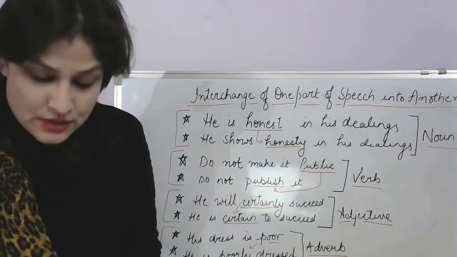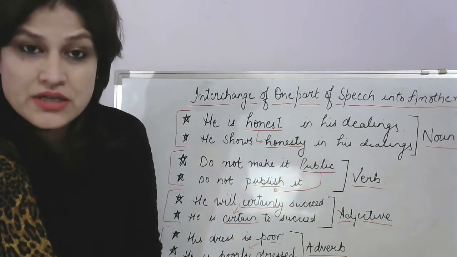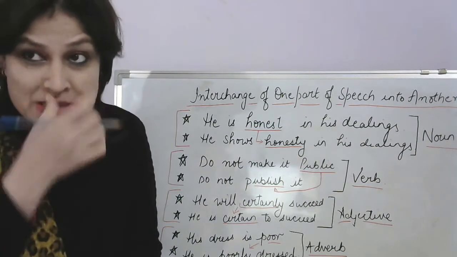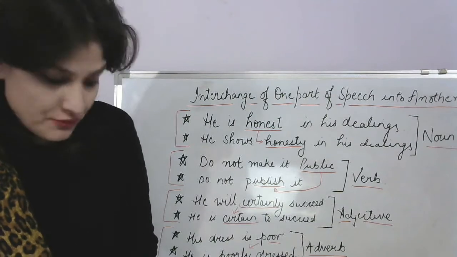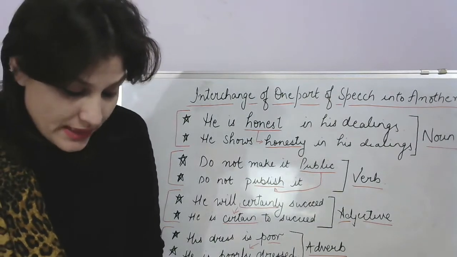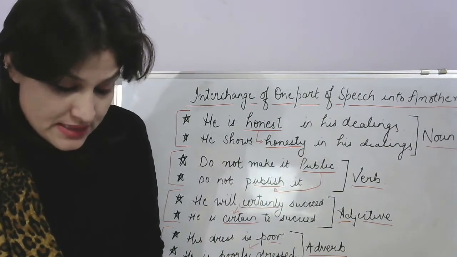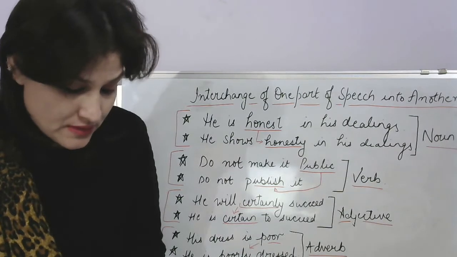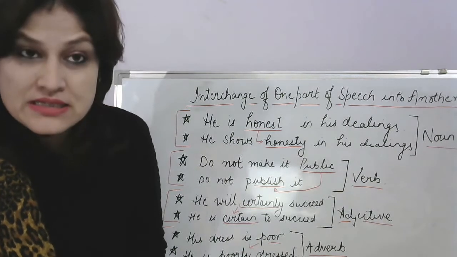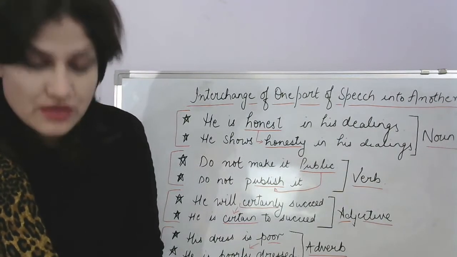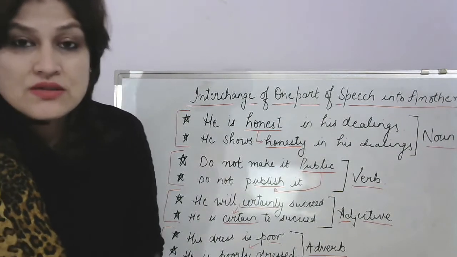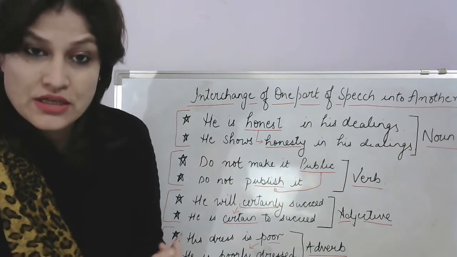Great love, or he loved his country deeply. Loved is your verb form of love. See the next one. He was rewarded with success in his efforts. Right? He succeeded in his efforts. So success will change to succeeded, a verb.